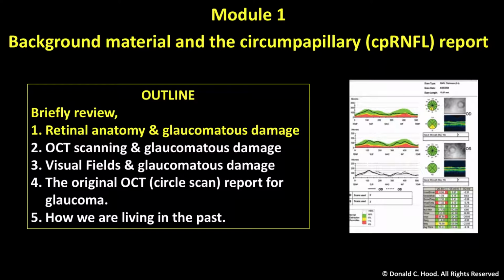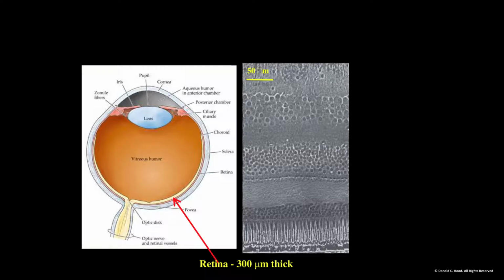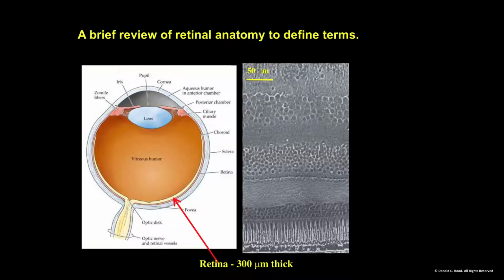All right, so let's start with a brief review of retinal anatomy and glaucomatous damage. Okay, retinal anatomy. So this little black line here is meant to indicate the retina. It's about 300 microns thick.